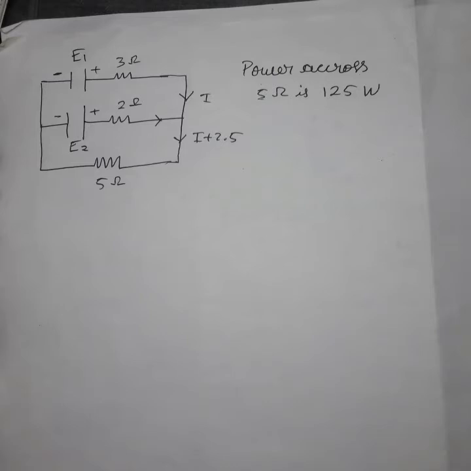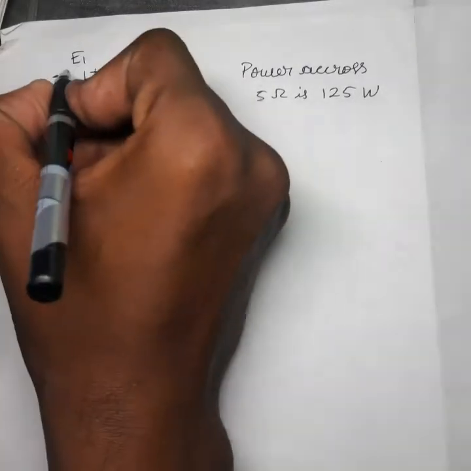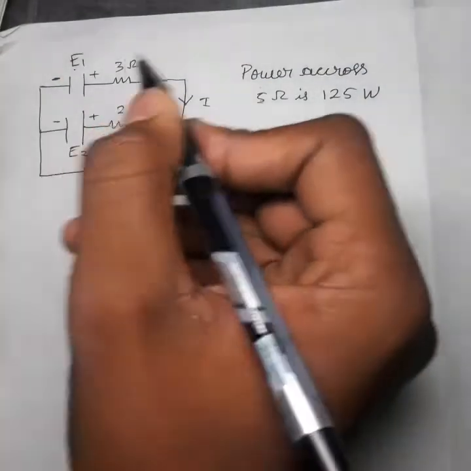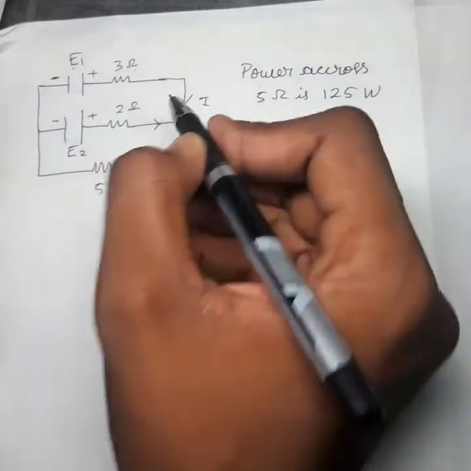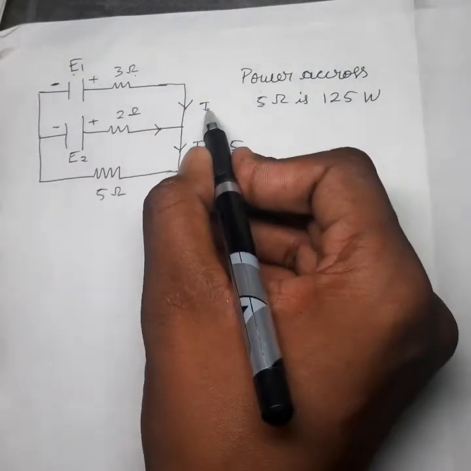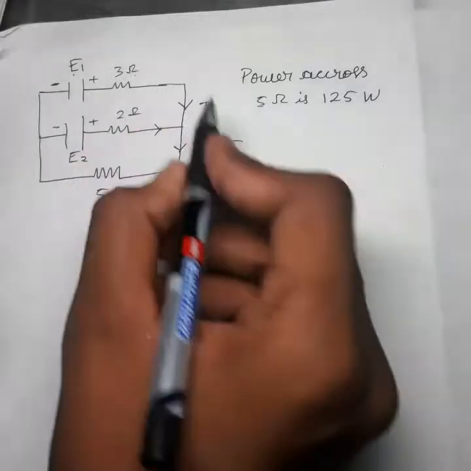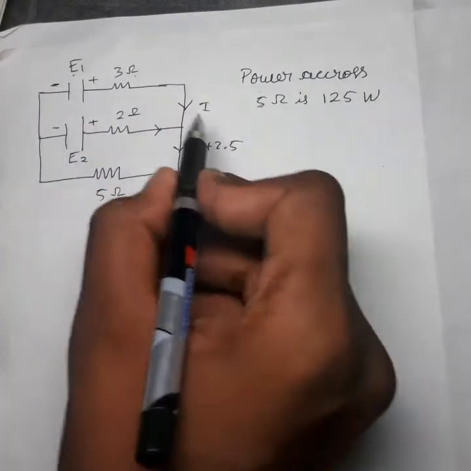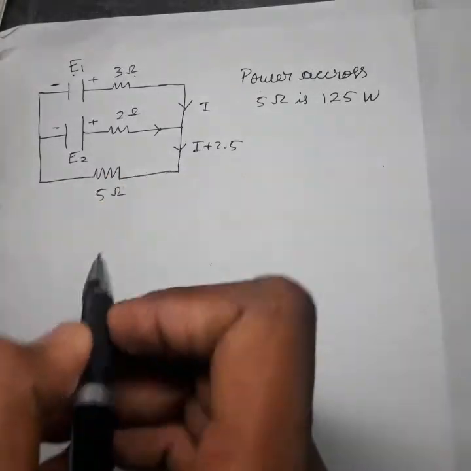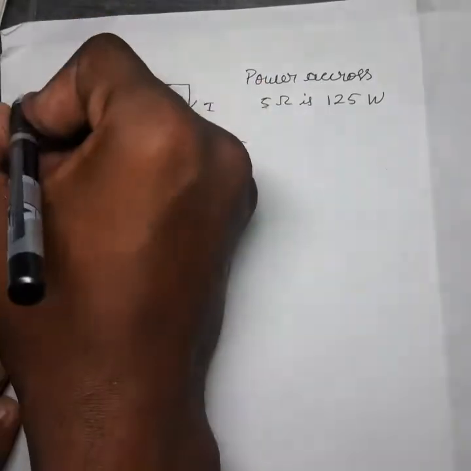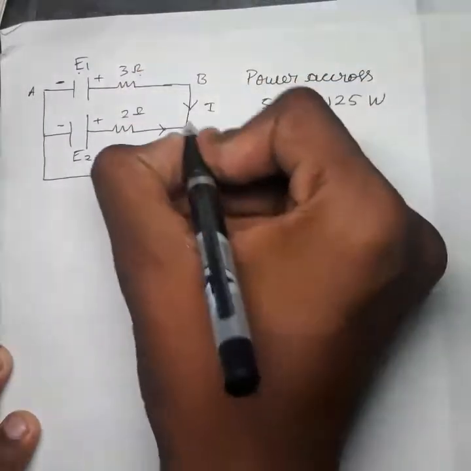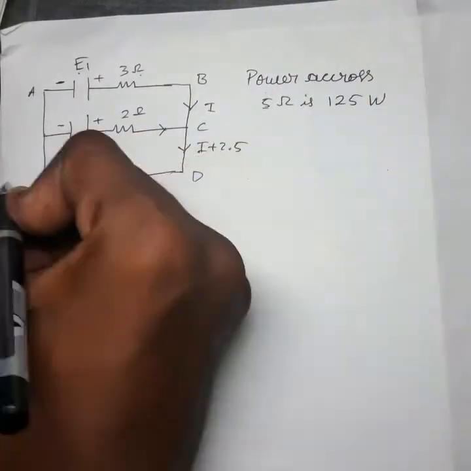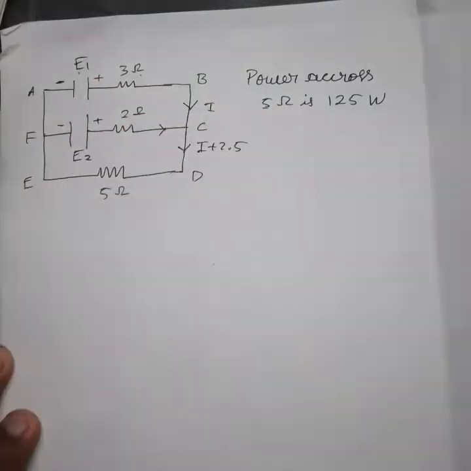Here is the question on KVL and KCL, guys, and the given things are voltages E1 and E2, resistance values of 3 ohms, 2 ohms, 5 ohms, and a current of I flows through this loop, and another current of I plus 2.5 amps flows through these loops. And the first step we need to do is name the loop A, B, C, D, E, F.